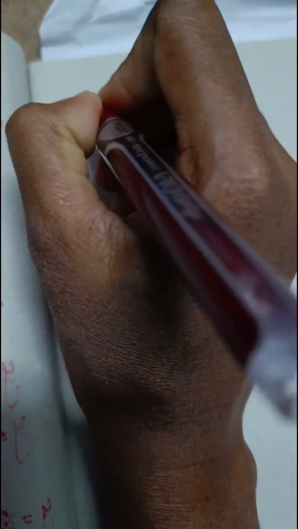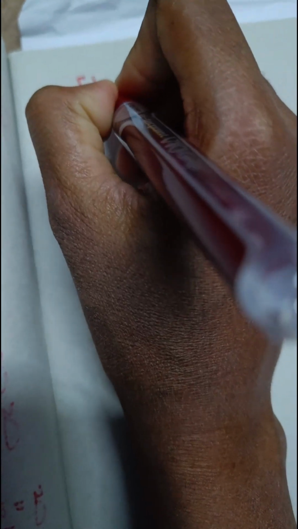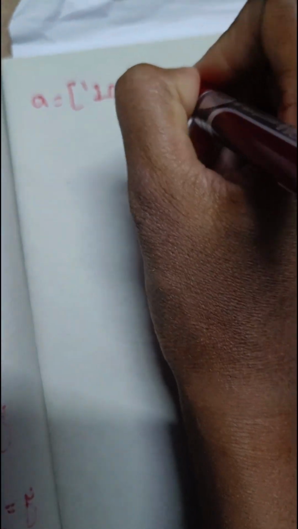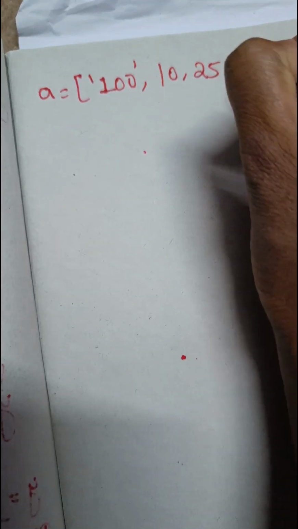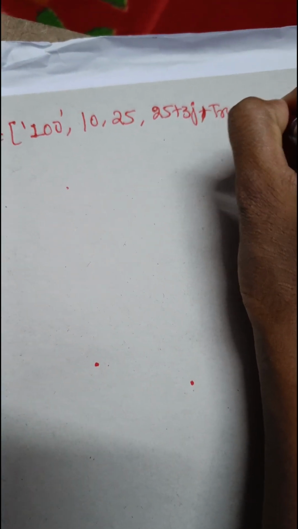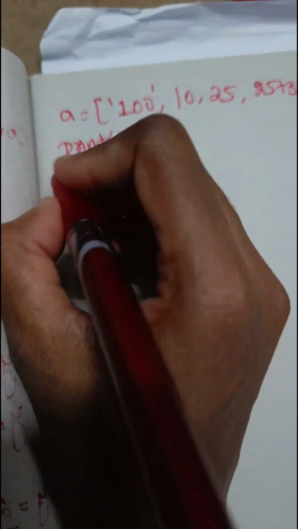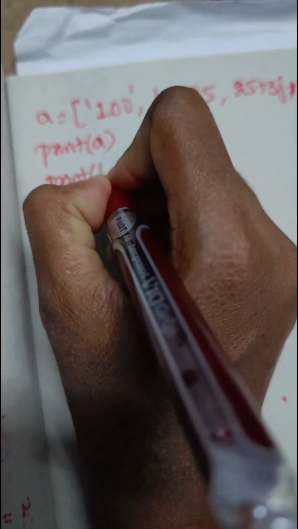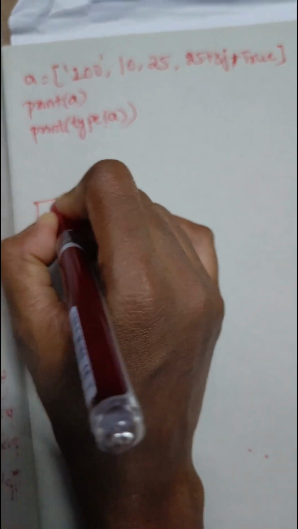Now see here, a is equal to 100, 10, 25, 25 plus 3j, true, and close the bracket, okay? So now here, print of a means the same will be printed. Print of type of a means it is a list data type, okay? Now this has a forward index and a backward index. I am explaining that forward index and backward index, see here.